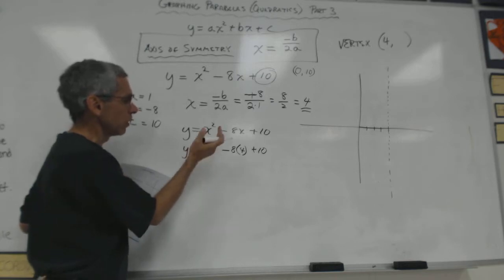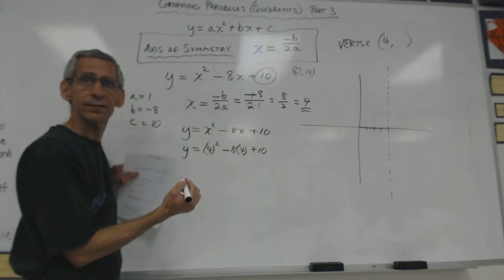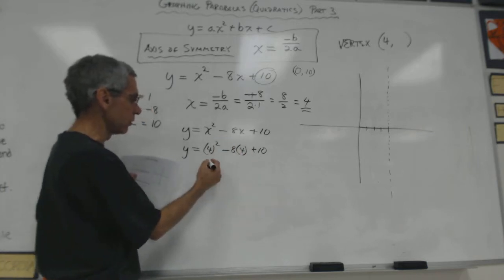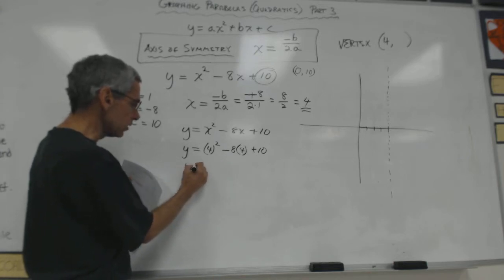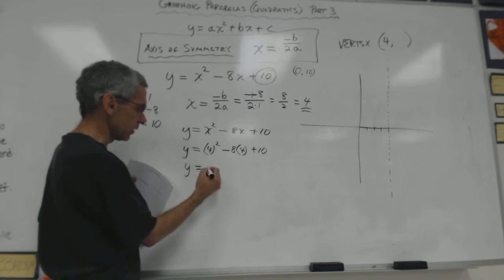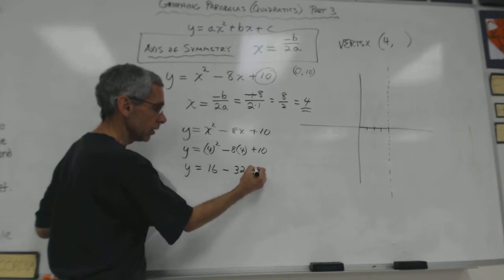As opposed to saying, well, 4 squared is 16 and 8 times 4 is 24, right? That's what happens. People mess up, or they'll forget the signs or something. It happens every day when people do it. So now it's so much harder to make a mistake. It's easier to do it right. 4 squared is 16 minus 32 plus 10.